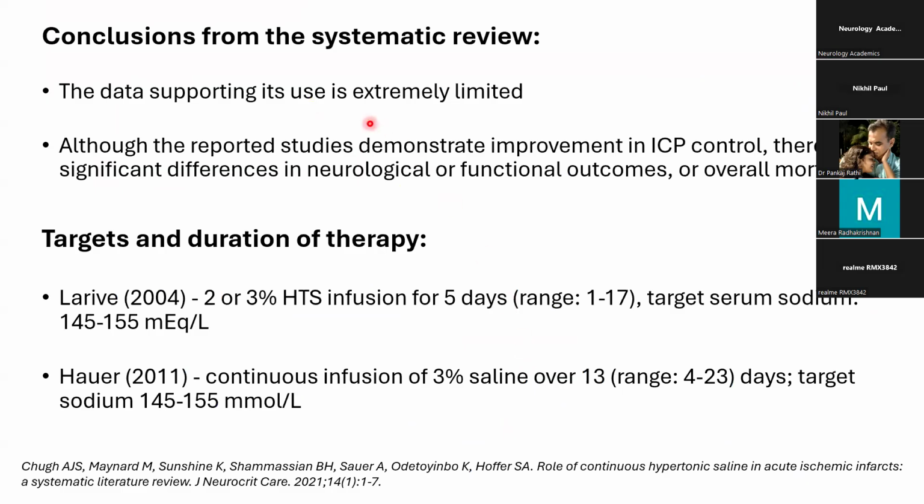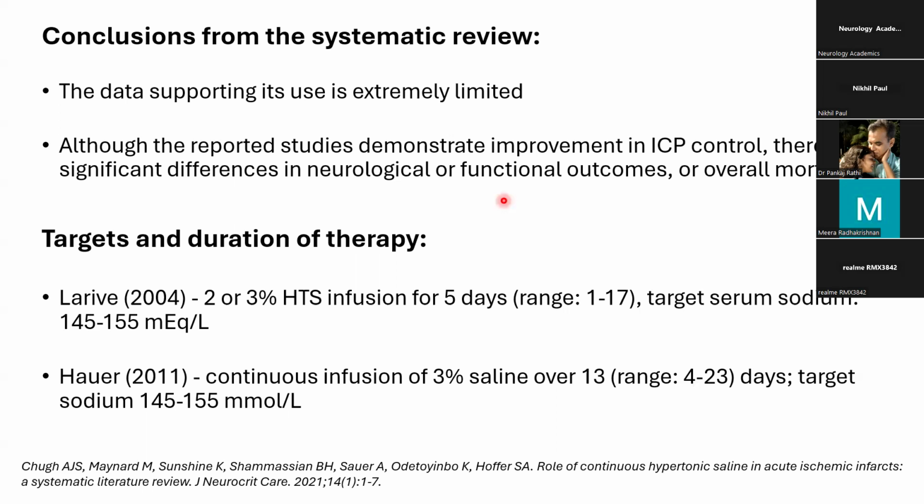But what the authors concluded from the review was that the data supporting the use was limited. Even though the reported studies demonstrated an improvement in ICP, there were no significant differences in the functional or neurological outcomes. But the thing is, it is a heterogeneous situation, and you won't be able to randomize because you have a very grossly altered physiology, gross pathology. So whatever is going to control the gross pathology and make it closer to the normal physiology will probably help. There is no room for just leaving it, telling that there is no evidence. The physiology is grossly altered, amounting to gross pathology. You have to bring it back.